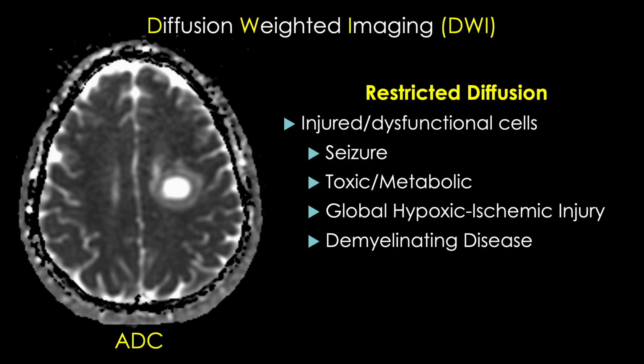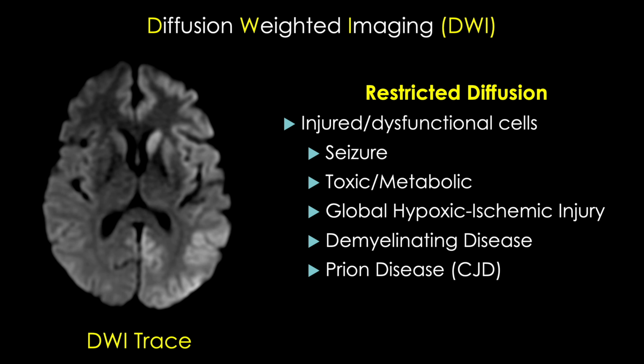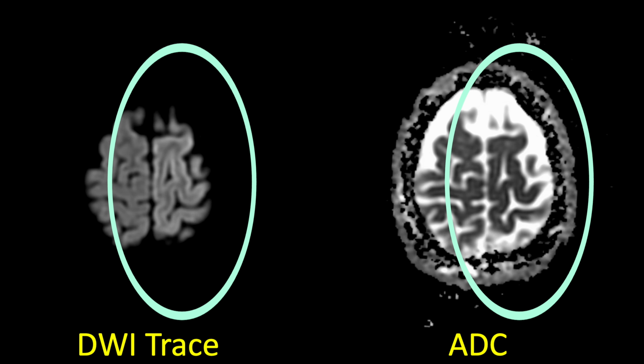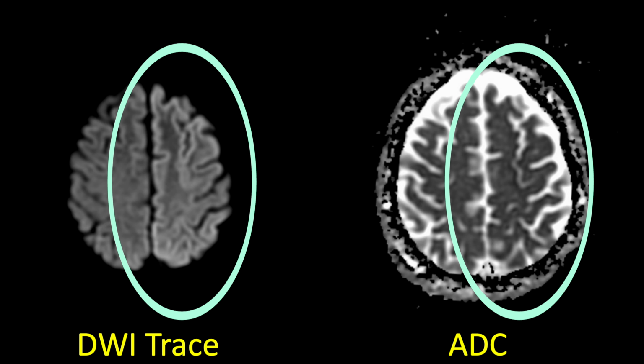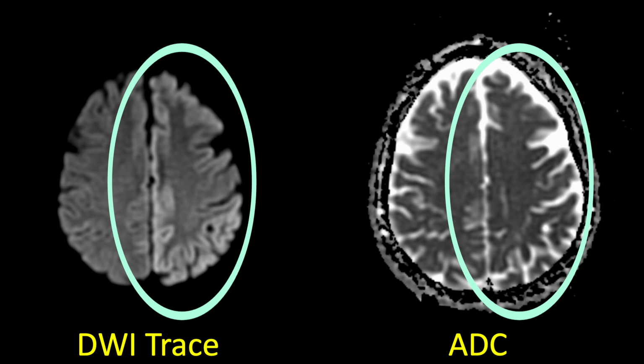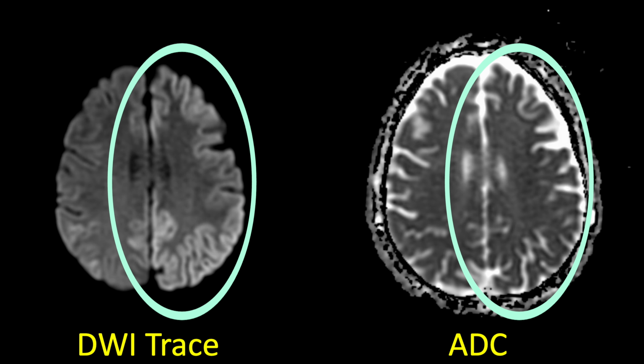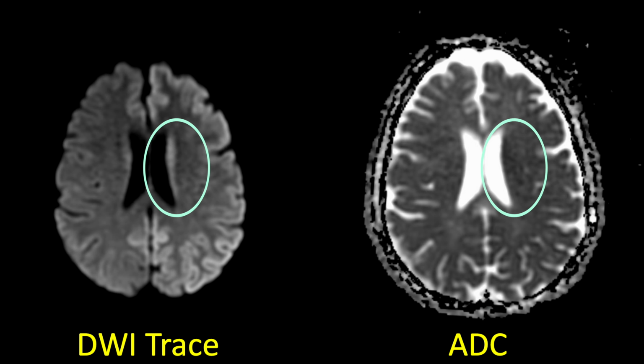Let's talk about one more etiology in this injured dysfunctional cell category. Prion disease, also known as CJD, Creutzfeldt-Jakob disease. In this example, we can see there's extensive abnormal restricted diffusion within the cortex through the left cerebral hemisphere, as well as within the left basal ganglia.